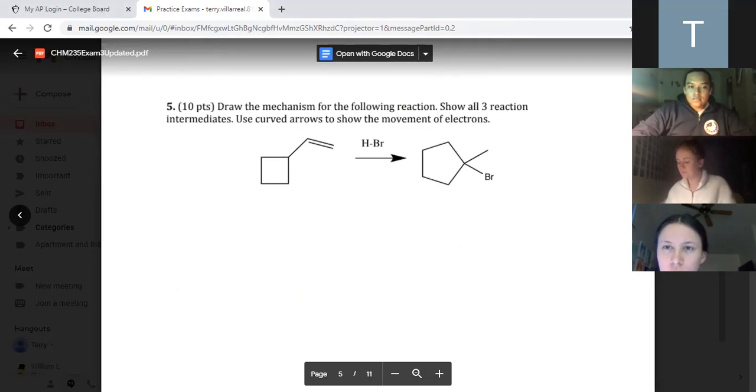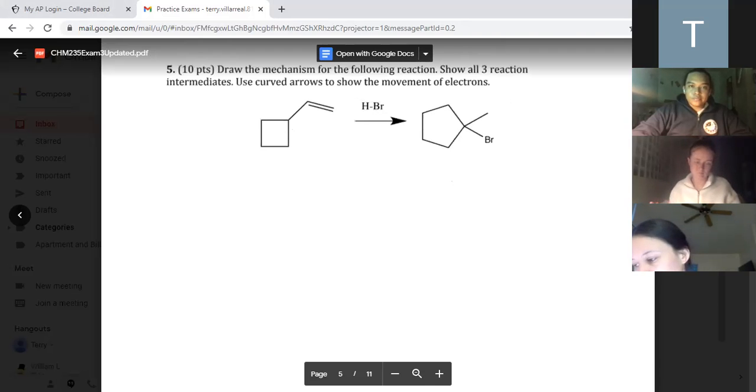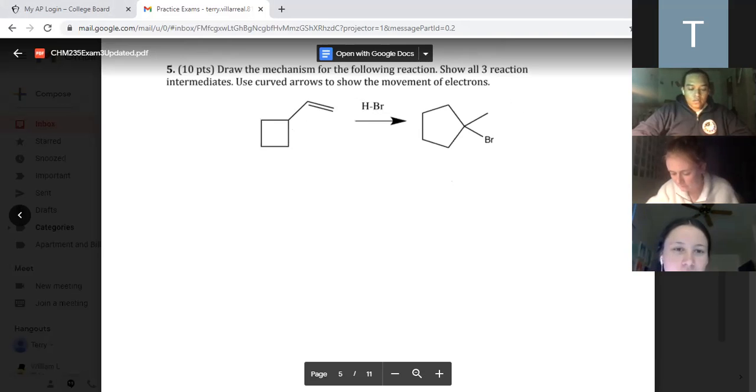Okay. Draw the mechanism for the following reaction. Show all 3 reaction intermediates. Use curved arrows to show the movement of electrons. So what type of reaction are we starting off with? Acid, SN1, SN2, alkene addition. What do you think we're doing here? Isn't the, what's it called? Hydro something? Hydrohalogenation. It's an alkene addition reaction.